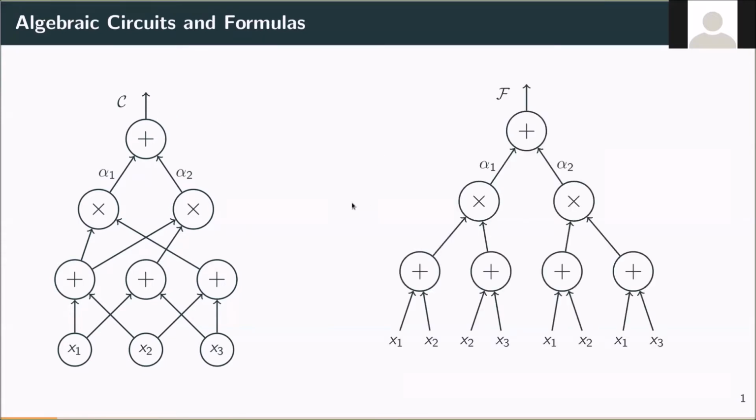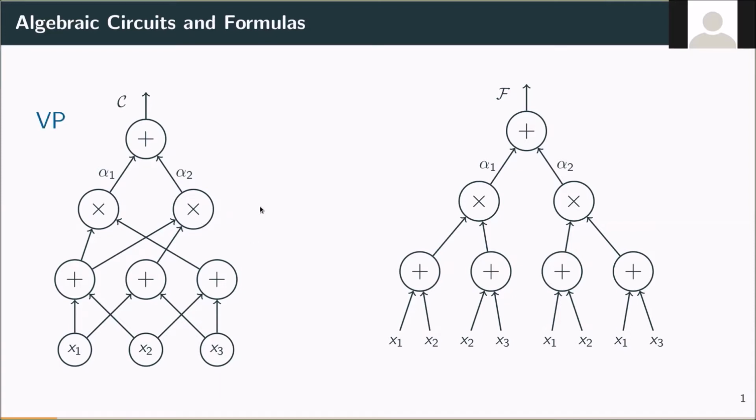Now if the underlying graph is only allowed to be a tree, then the model of computation is called an algebraic formula. Since the graph is a tree, in this model, reuse of expressions already computed is not allowed. For example, this gate computes x1 plus x2 and is being used twice in the circuit. However, in the formula, there are two gates which have to compute x1 plus x2 because reuse of computation is not allowed. The size of any circuit or formula is the number of vertices in them.